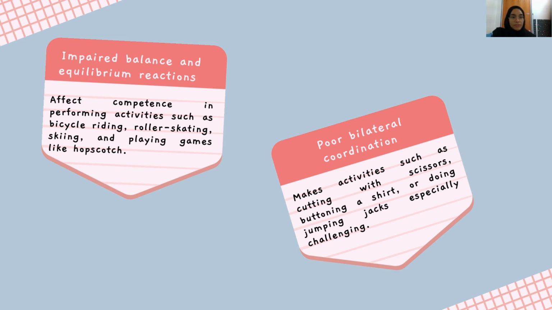Next one is poor bilateral coordination, which makes activities such as cutting with scissors, buttoning a shirt, or doing jumping jacks especially challenging because they need to use both of their hands, right and left. For example, if you want to cut paper with scissors, one hand holds the scissors, one hand holds the paper, and only then you can cut. But if you want to cut a shape, you need to rotate and twist the paper.